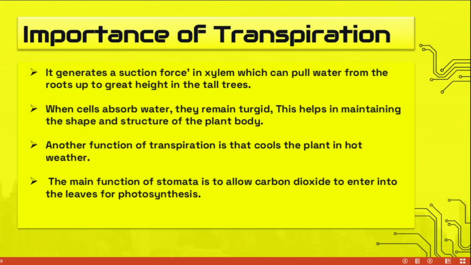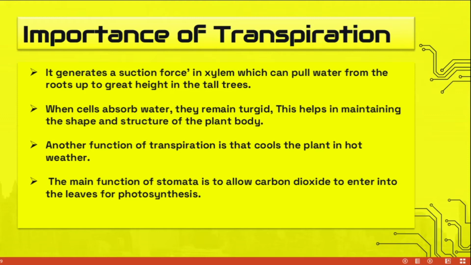Next, importance of transpiration. There are four importances. First, transpiration generates suction force or pressure. This suction force helps to pull the water from roots to the entire part of the plant, I mean the top. The second importance is that when the cells absorb water, they remain turgid, which is bulgy. This helps in maintaining the shape and structure of the plant body.